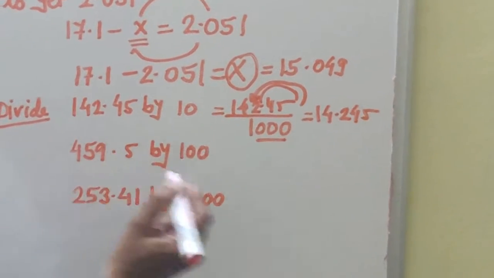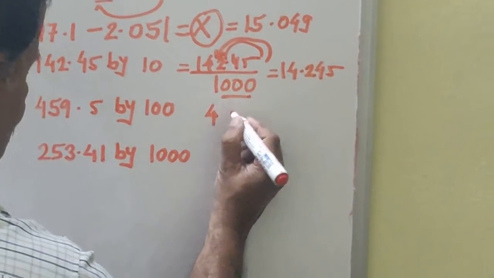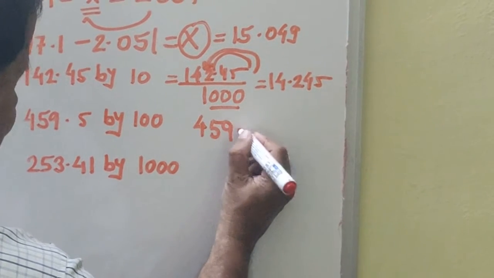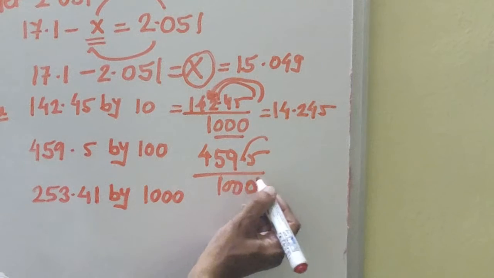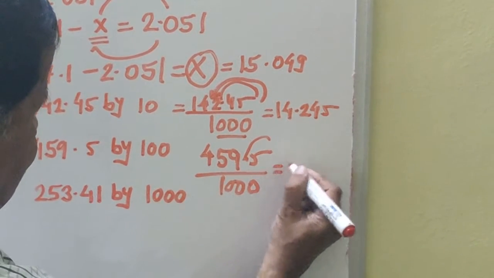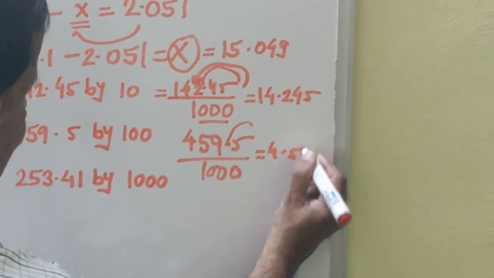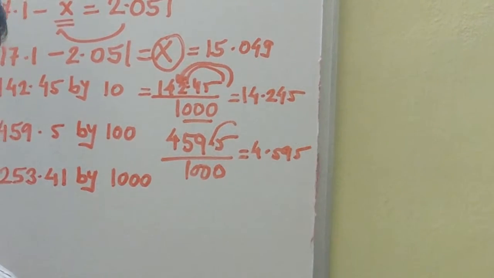Okay. By this, what is given? 459.5 divided by 1000. Then after how many places? 3 places will come here. Means 4.595. Okay, this is the answer.